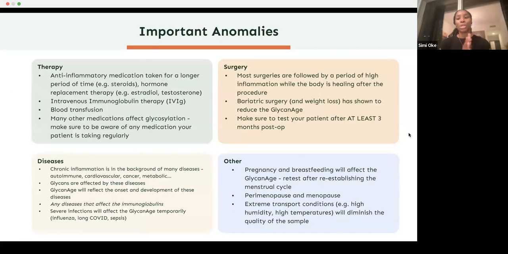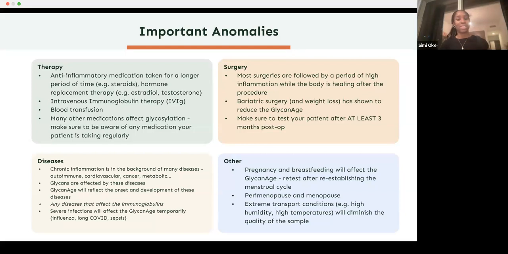Okay, so just the last couple of slides here. So I think it's really important if you're using GlycanAge in practice to understand that there are some anomalies and there are some specific cases where you wouldn't want to use GlycanAge. Some of the key areas are surgery. So if you have a client that's had major surgery, or they've had any anesthetic in the last 3 months, then typically we would say wait 3 months before you do any GlycanAge testing on them, because it can have a significant effect.